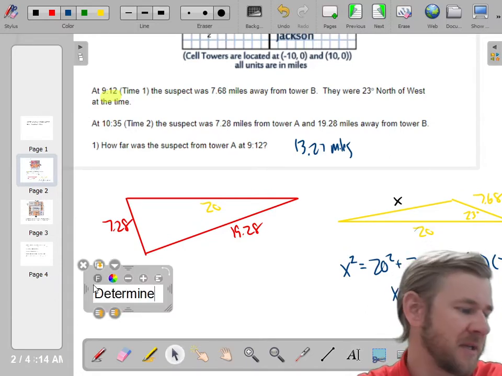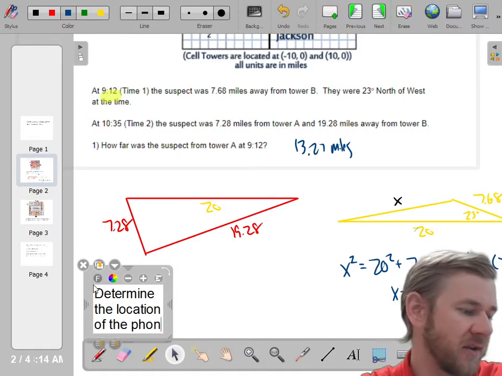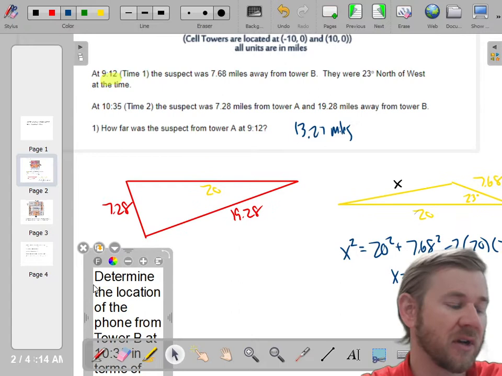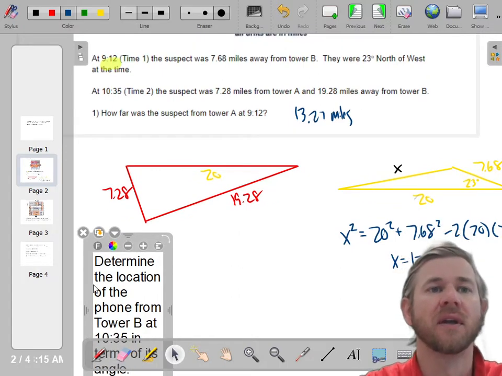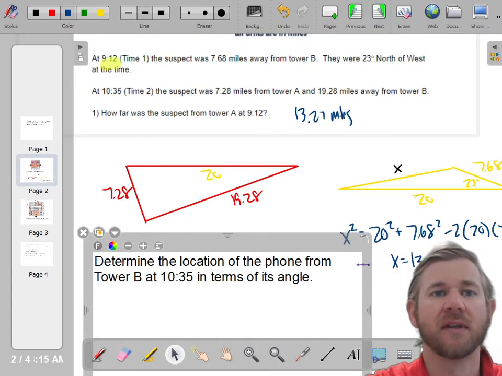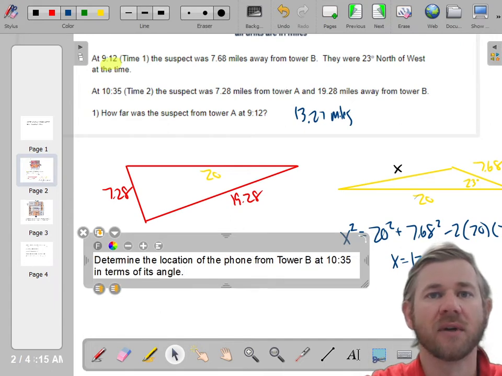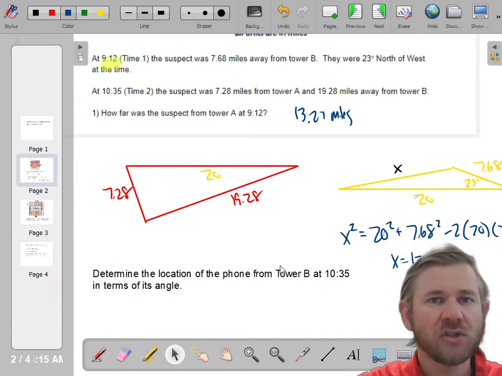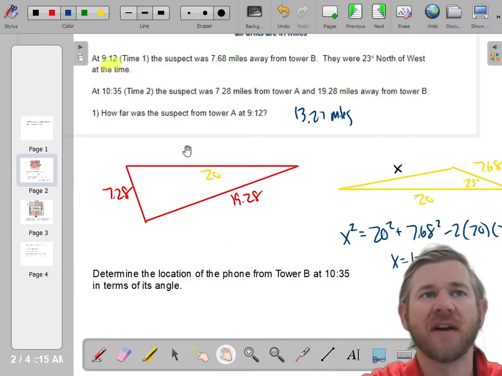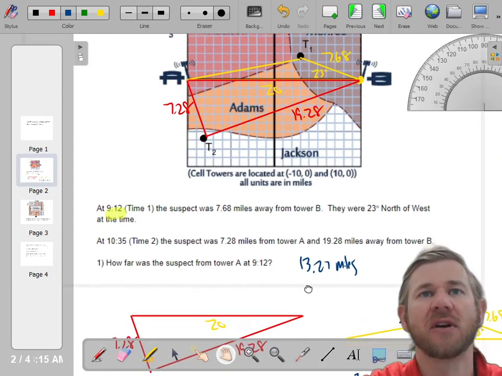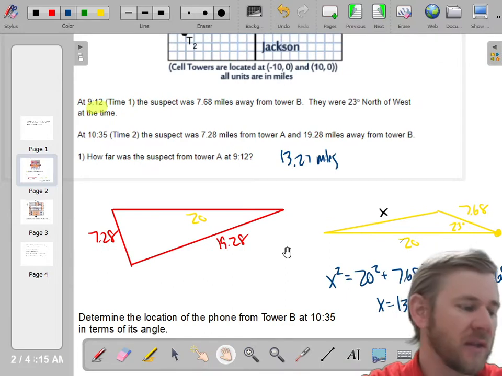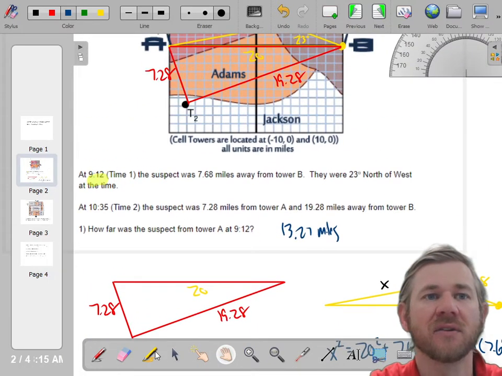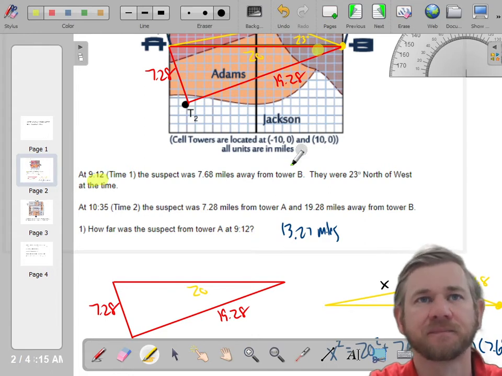It says, determine the location of the phone from Tower B at 10:35 in terms of its angle. Okay, so there's the other question that you guys have. Let me make sure I do that so you can see how that works, because this is one of those bearing things again. So from tower B at 10:35, which is time 2, and tower B is off to the right, I want to know the location of the phone from tower B in terms of its angle. So I want to know this angle.